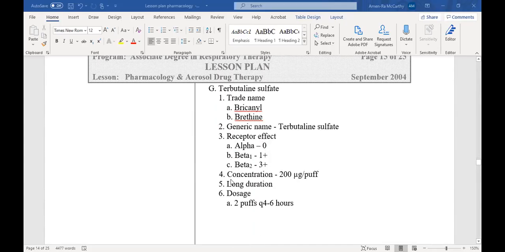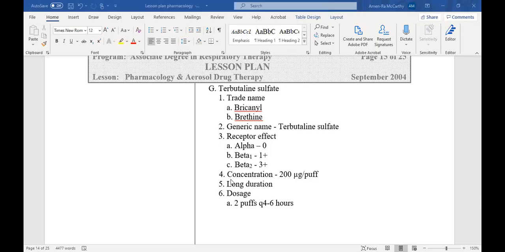Couple more. Terbutaline sulfate is another specific sympathomimetic drug, an adrenergic bronchodilator from the list that you have to memorize. Terbutaline sulfate is the generic name for Bricanyl or Brethine, two trade names. What are the receptor effects of terbutaline? No alpha, +1 beta-1, and +3 beta-2.